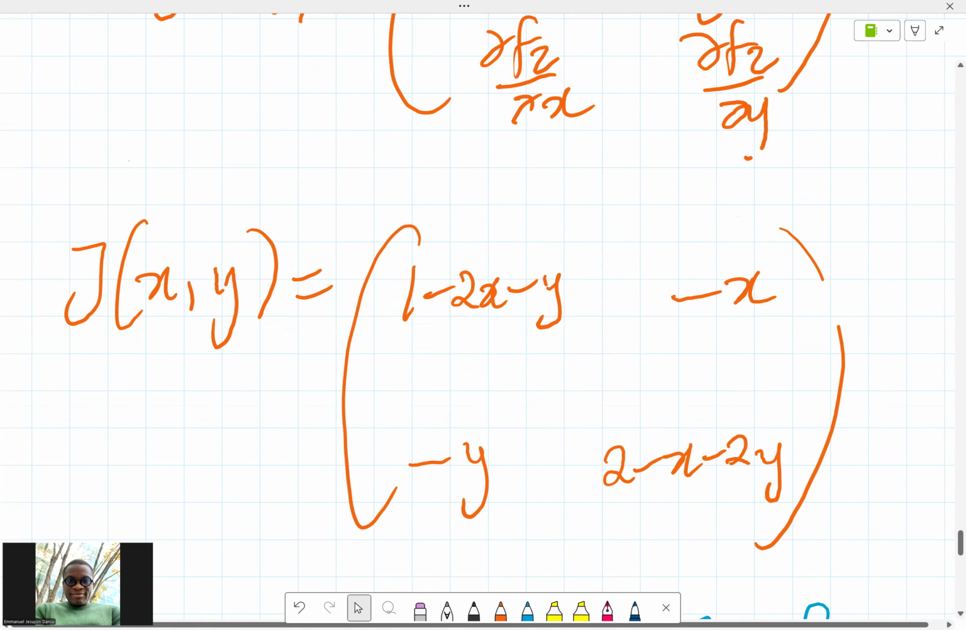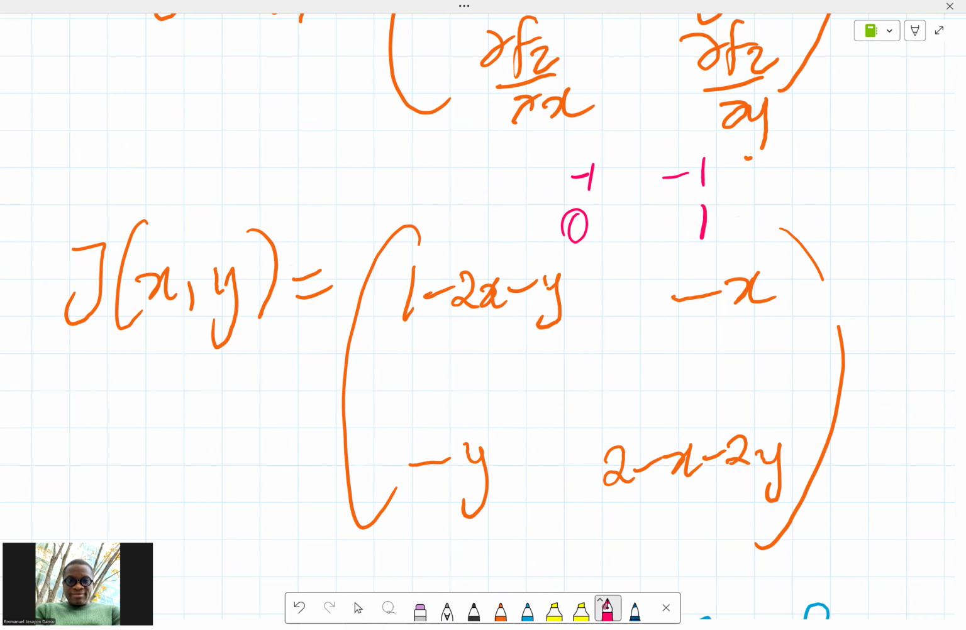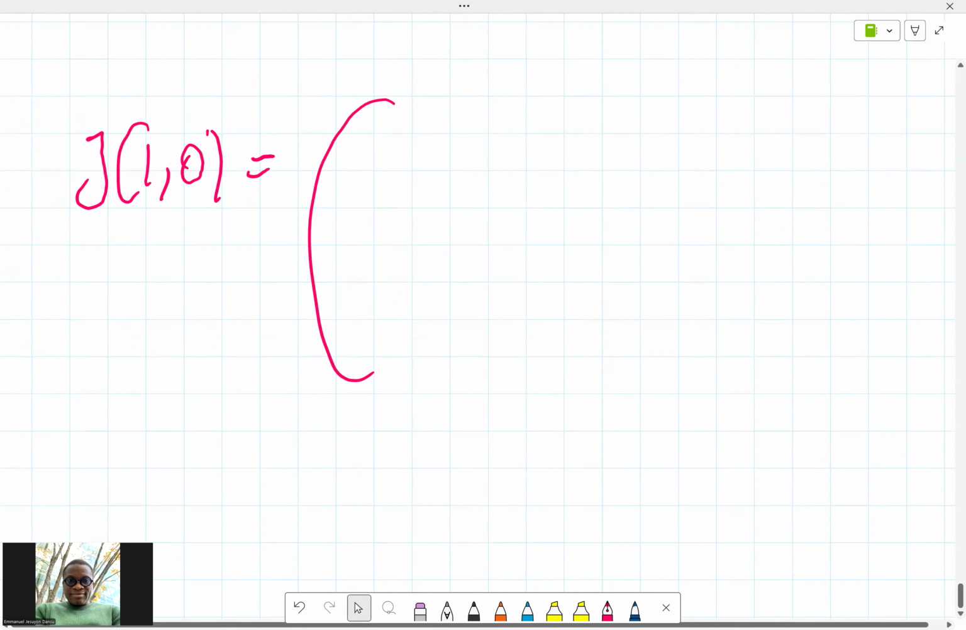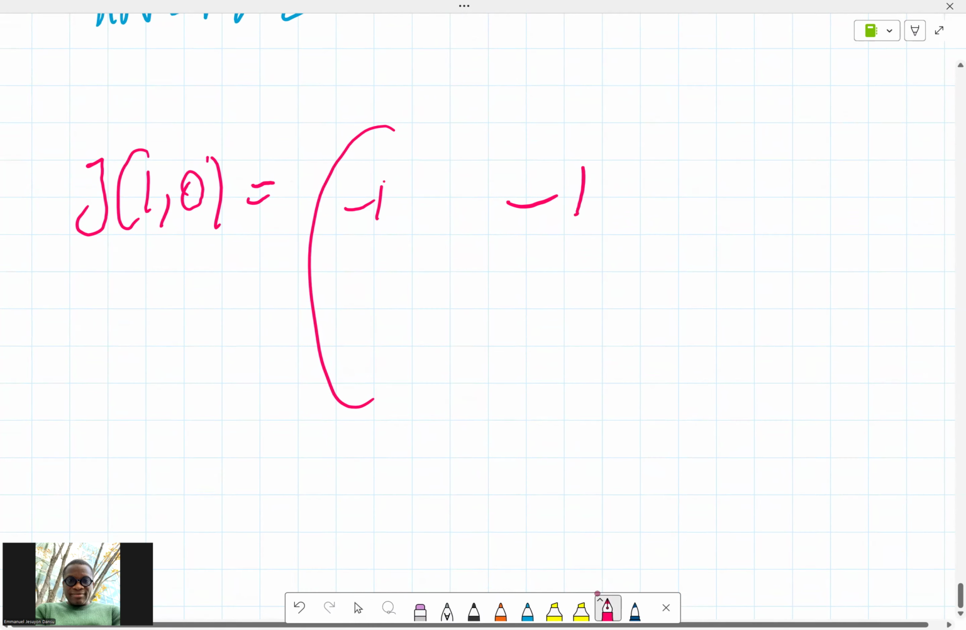So in that case, we have x is 1, right? So this is minus, because x is 1, so this is 1 minus 2. So that's minus 1. x is 1, so this is minus 1 again. Then y is 0, so this is 0. x is 1, so 2 minus 1 is 1. Then this is 0. So we have minus 1, minus 1, 0, 1.